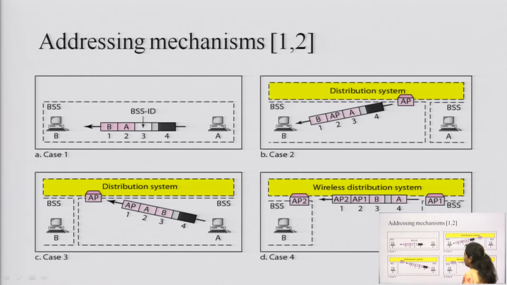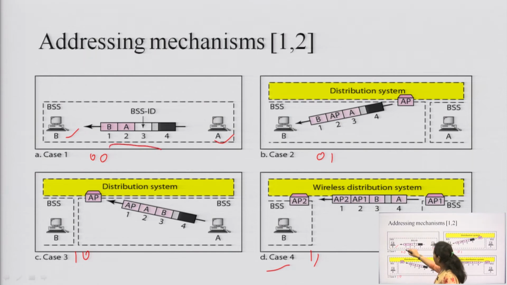This is case 1, whenever it is 00, this is case 2, 01, this is 10, and this is the 11 case. Now, in case of 00, this is the basic service set which has been connected over here at this point. This is A. The frame will be transmitted from A to B.